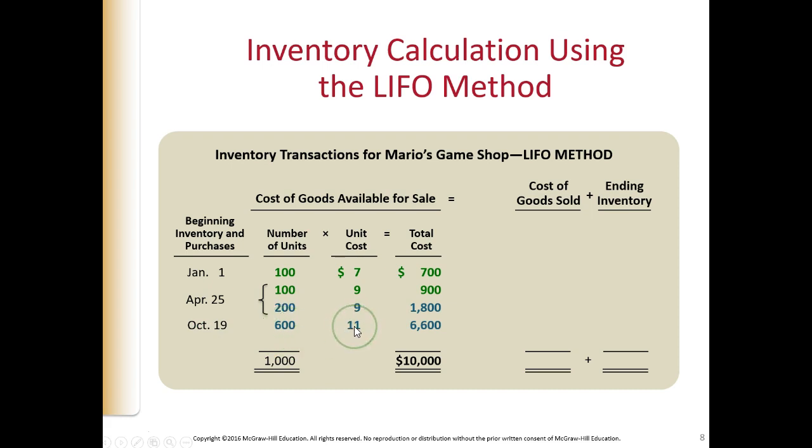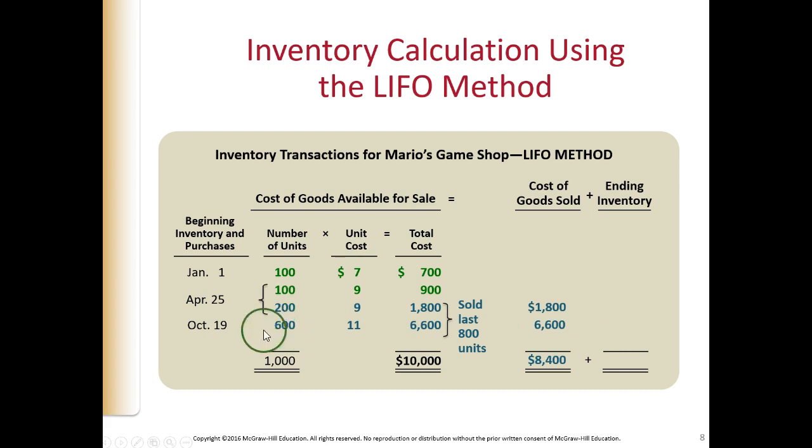They cost $11 each for $6,600. Then we're looking for 800 total. So we're looking for 200 out of the April 25th purchase. These units cost $9 each for $1,800. Then we're looking for the 200 we did not sell. They came out of the April 25th purchase, and we assume we did not sell the January 1st beginning inventory units. So let's bring the cost of goods sold numbers across.